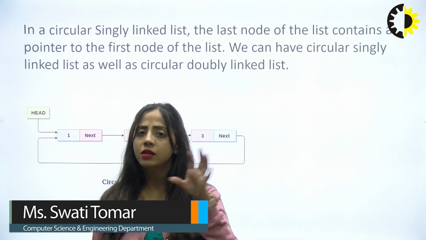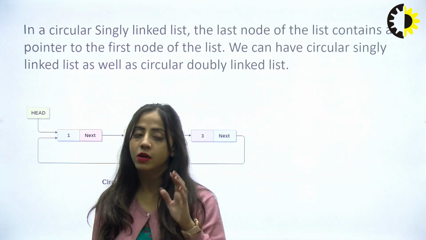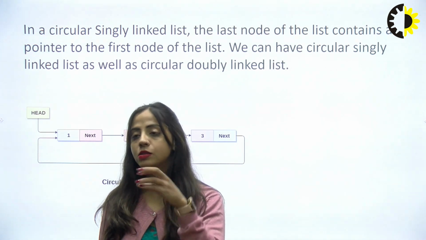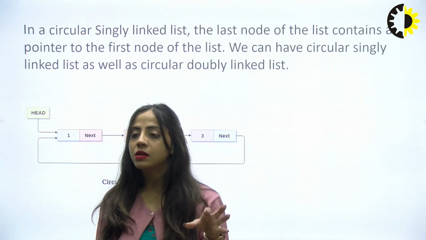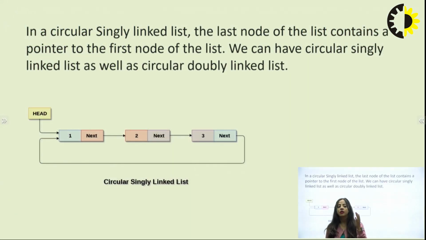So the linear linked list is a part of data structure that connects one node of a linked list to the other node. Basically what happens in a singly linked list is that we have the address of the next node in the previous node, but in circular linked list the last node of the list contains a pointer to the first node of the list. We can have circular singly linked list as well as circular doubly linked list.